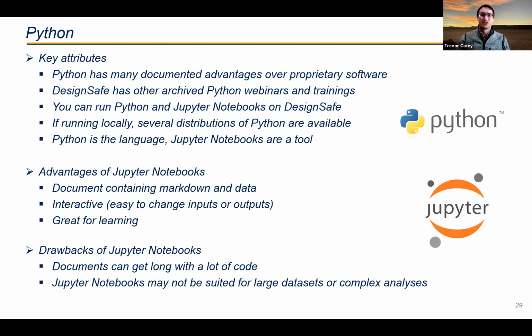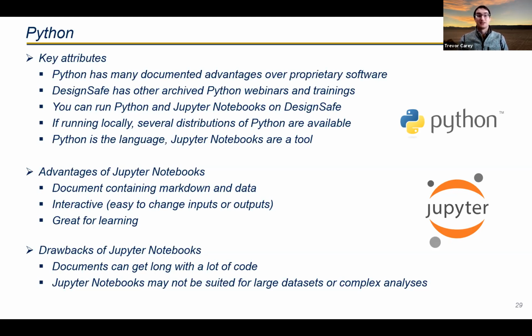Charlie has already mentioned some of these topics. Python has many documented advantages over proprietary software. It's free, which is the big thing for me. It's constantly updated, and it's a programming language or a scripting language you can use for multiple different operating systems.